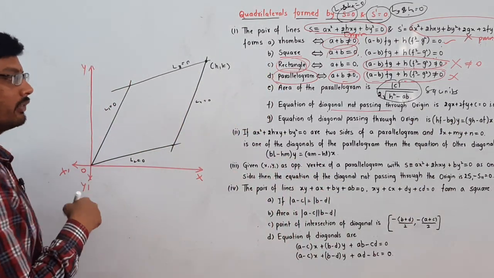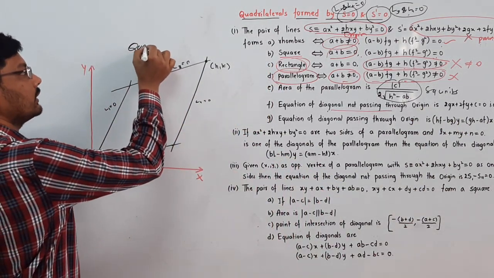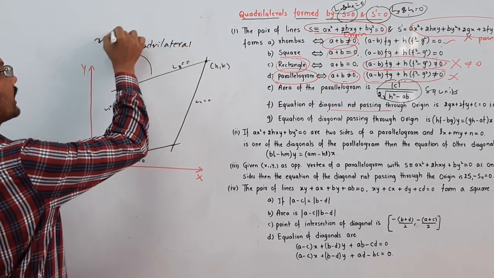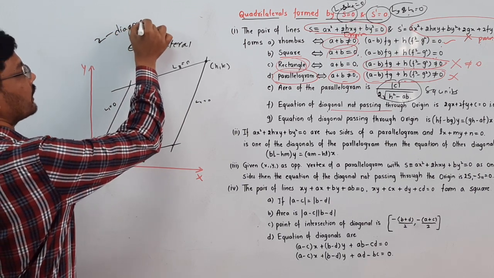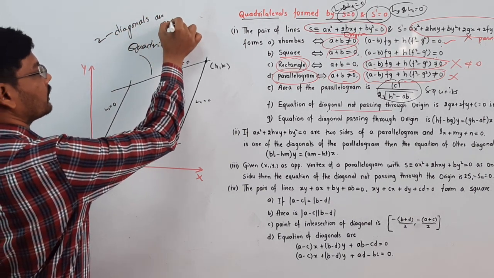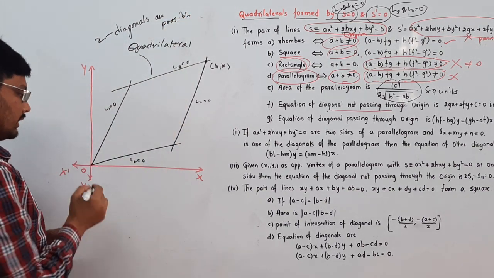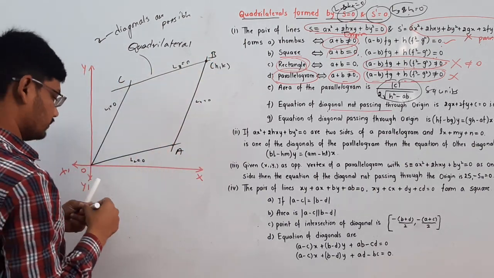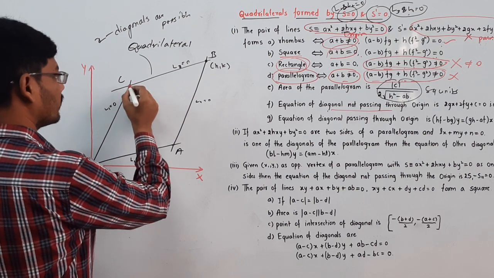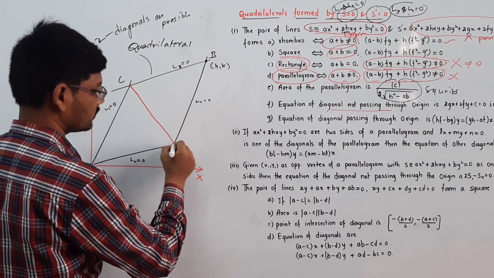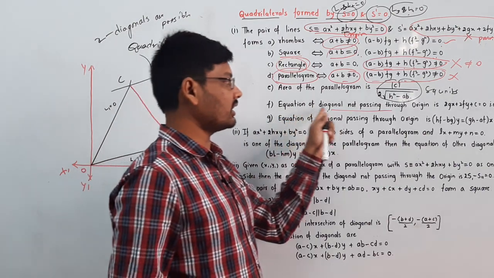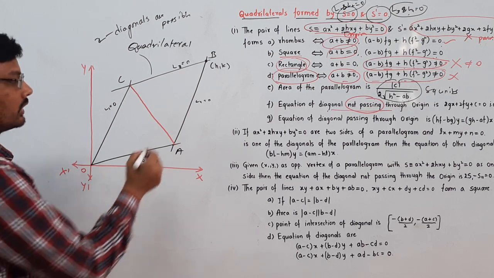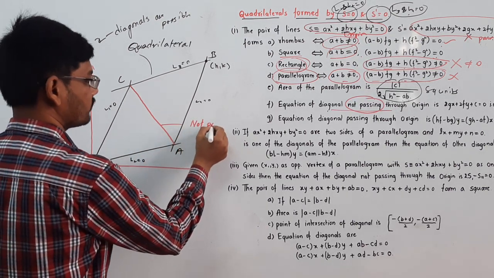For this quadrilateral, two diagonals are possible. Assume this is O, this is A, this is B and this is C. I am taking this as the diagonal. Here he is saying the equation of the diagonal not passing through origin. Here this is not passing through origin.